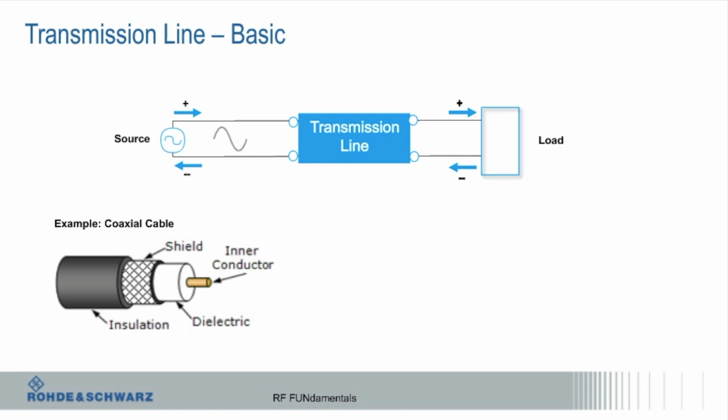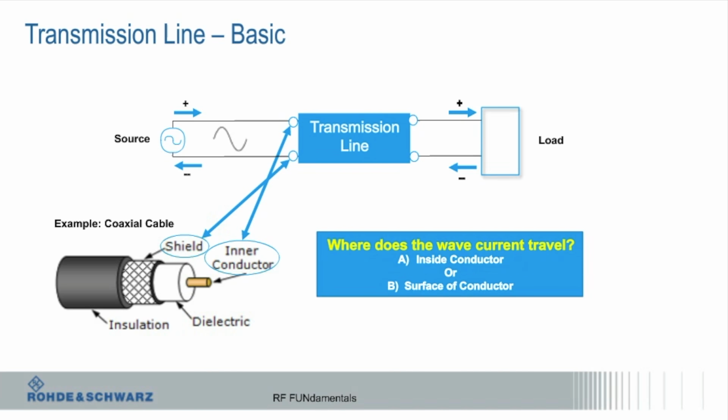What does it look like? There's an inner conductor, there's a dielectric, there's an insulator, and there's a shield. Some people, like purist guys who do signal integrity, won't call that ground, they'll call it return path, but same difference.